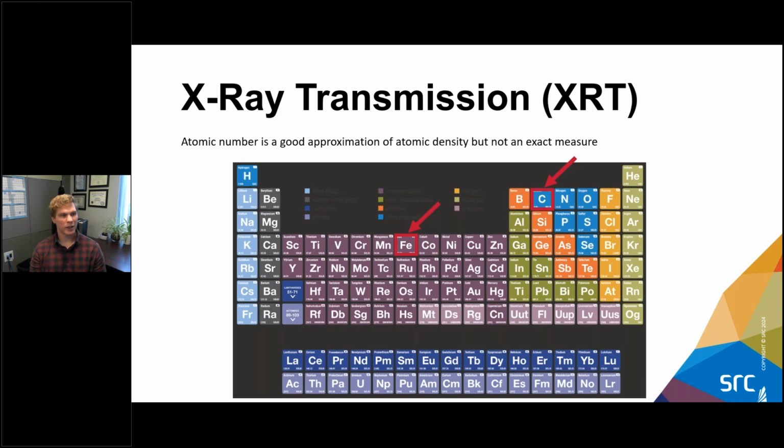They're pretty atomically dense relative to carbon, which is not. So when you do an atomic or X-ray transmission separation, you're actually looking to separate out the low atomic density particles, which are the carbon, relative to the high atomic density particles, which are often iron bearing.